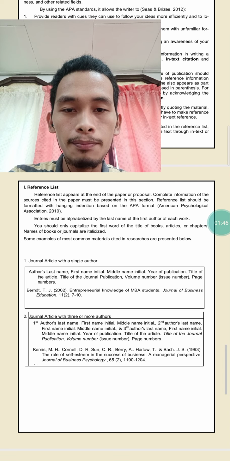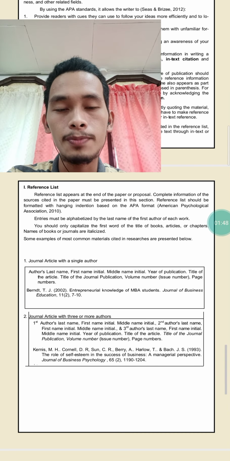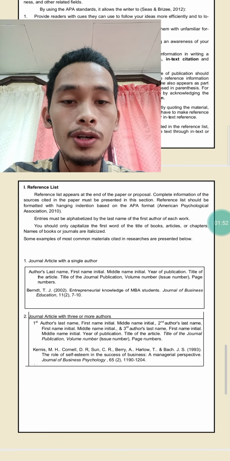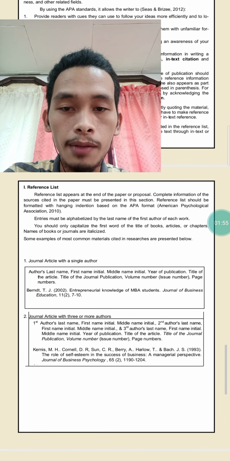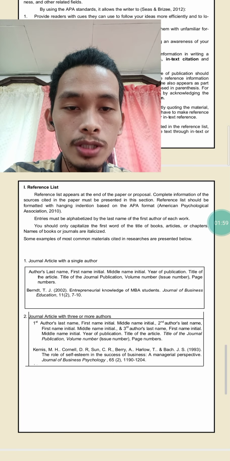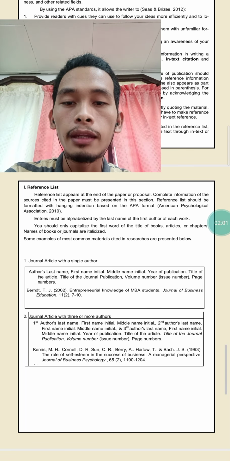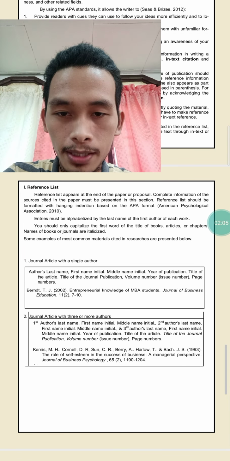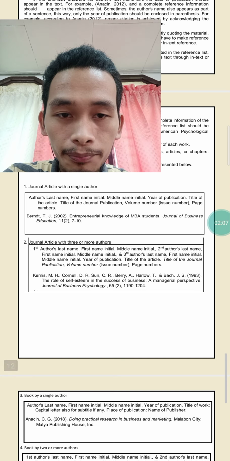And here are some example materials cited in researches that must be presented below. Take note, entries must be alphabetized by the last name of the first author of each work. You should only capitalize the first word of the title of the books, articles, or chapters, and names of books or journals are only italicized based on APA format. Okay, we will start here.